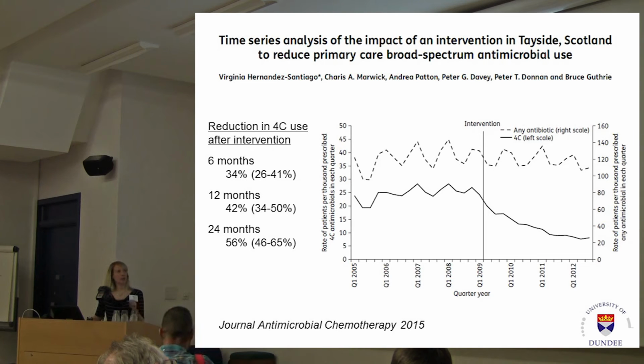So this is GPs' prescriptions of antibiotics. The dashed line at the top is all antibiotic use, and this is quarterly data, so within each year you get a fluctuating pattern because antibiotics are used more in the winter than in the summer. And the solid line below is these 4C high-risk antibiotics. You can see that after the intervention, use of the 4C antibiotics drops dramatically, but total antibiotic use doesn't change at all. And using some statistical modelling, you can work out the percentage reduction in antibiotic use that is due to that intervention. You can see the estimates of the effect size down the left-hand side at three time points following the intervention. So it's large and it's sustained and it's highly statistically significant.